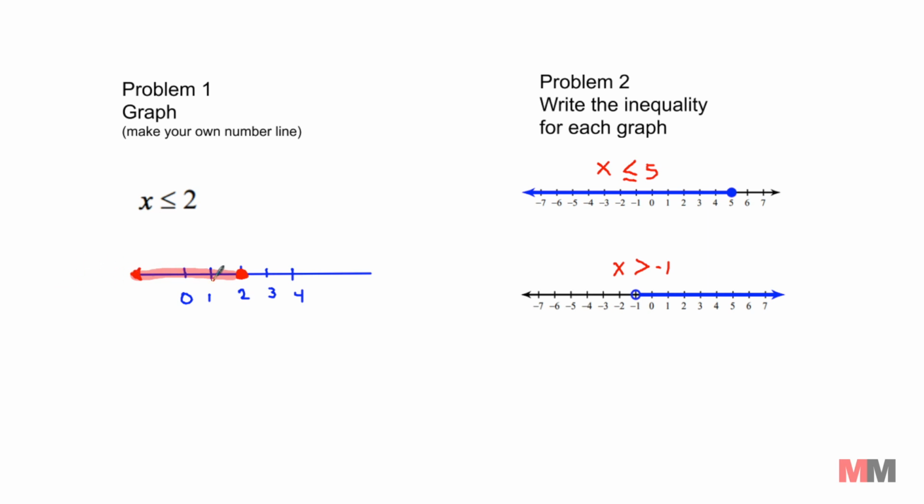As far as writing the inequality, start off by choosing a variable. We just kept it as x, and write the number that is dotted. If it's a closed circle, remember to put the equal sign under the inequality. And this says all the numbers, if it's on the left side, these are all the numbers less than or equal to 5. And that's the symbol that we used.